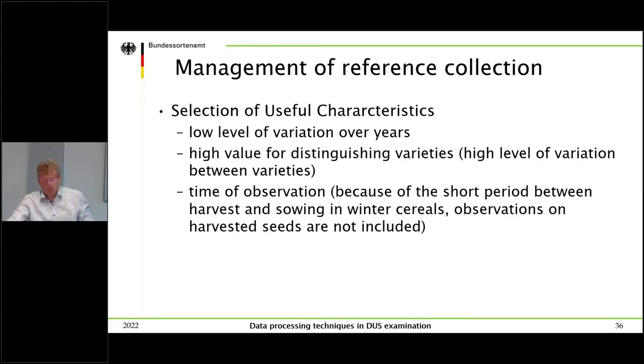The useful characteristics for inclusion in these methods should be identified according to the following criteria: low level of variation over years, high level of variation between varieties, and also important is the time of observation. Because of the short period between harvest and sowing in winter trials, observation of harvested seeds are not included in our method.